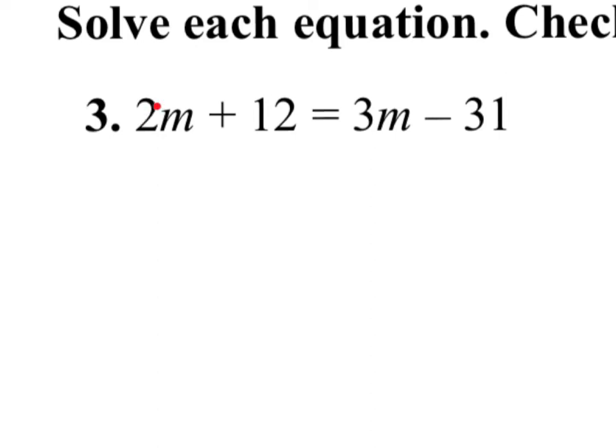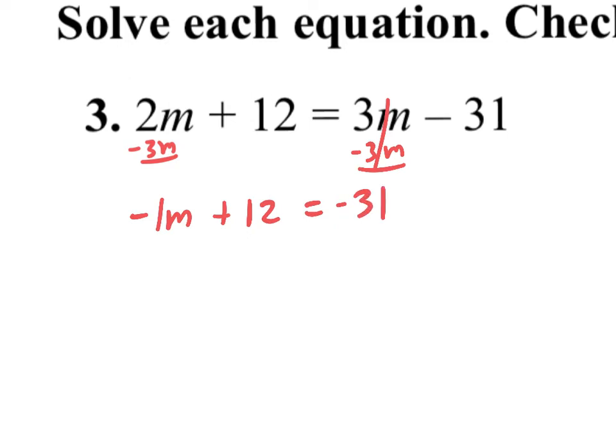Now the problem is you have m's on both sides of the equal sign. So let's get rid of the 3m by subtracting 3m, subtracting 3m. 2 take away 3 is a negative 1, and of course we're talking about m's, plus 12, bring down the equal sign, and bring down the minus 31. So there's our new red equation. It only has m on the left side.